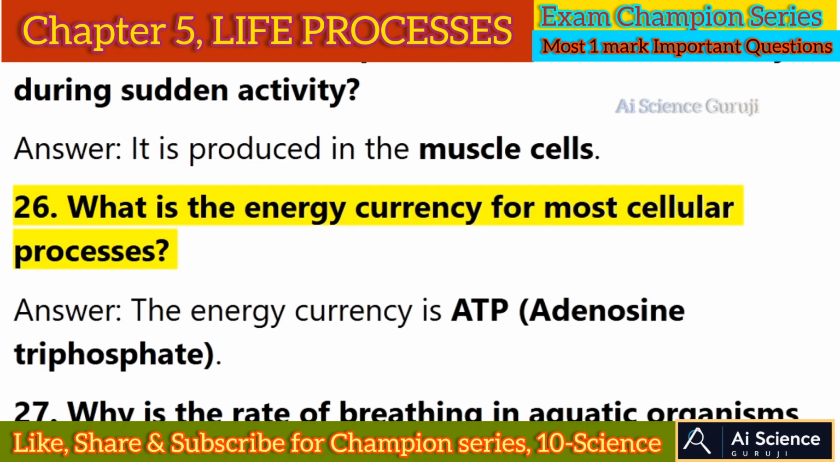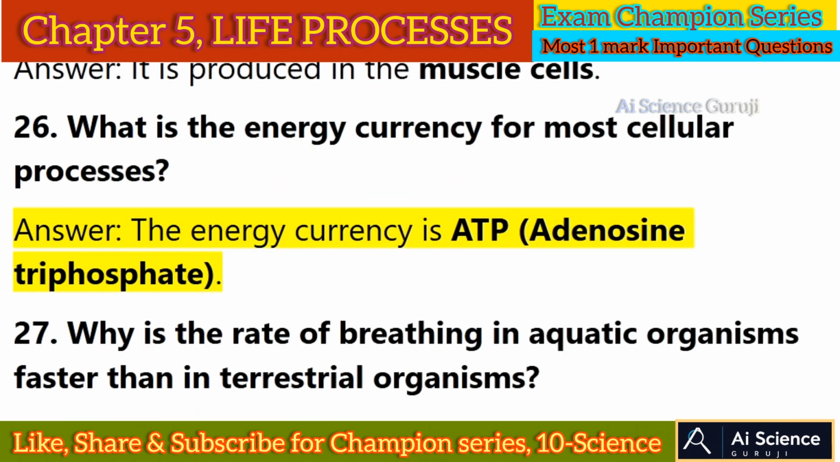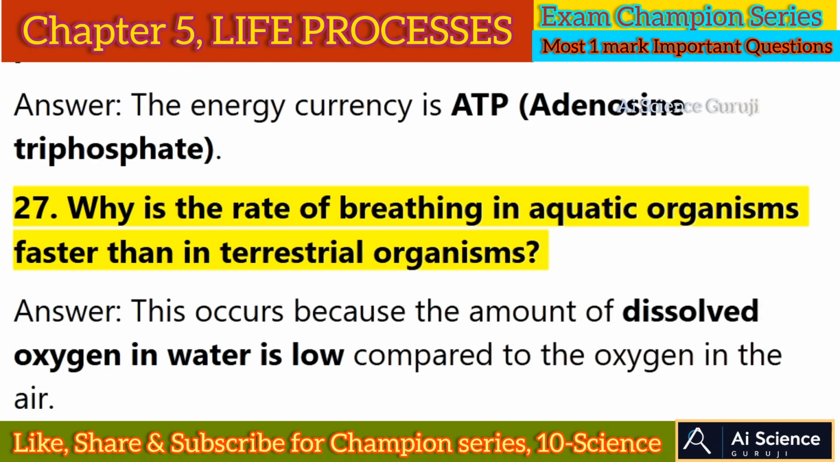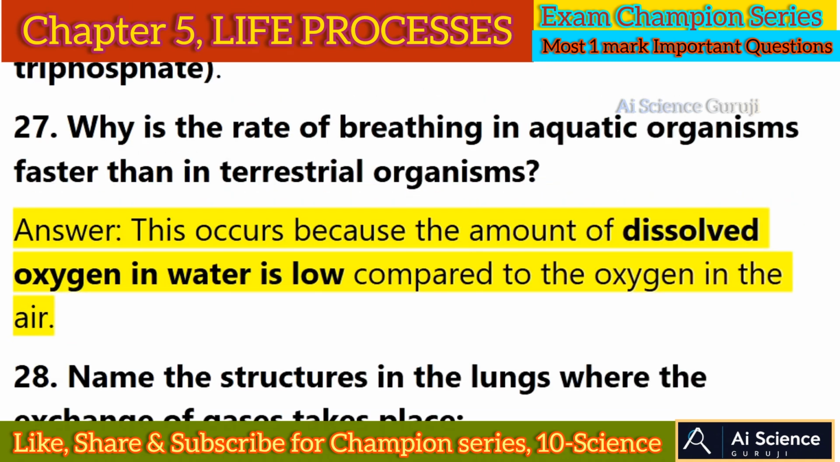26. What is the energy currency for most cellular processes? Answer. The energy currency is ATP, adenosine triphosphate. 27. Why is the rate of breathing in aquatic organisms faster than in terrestrial organisms? Answer. This occurs because the amount of dissolved oxygen in water is low compared to the oxygen in the air.